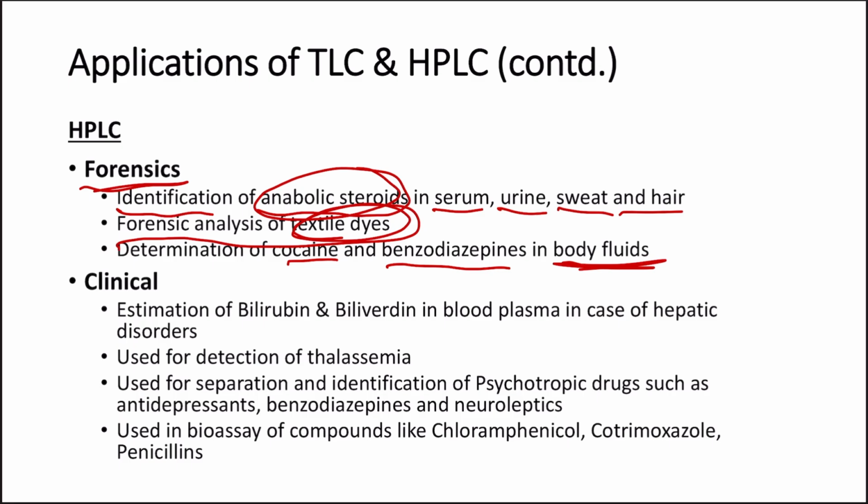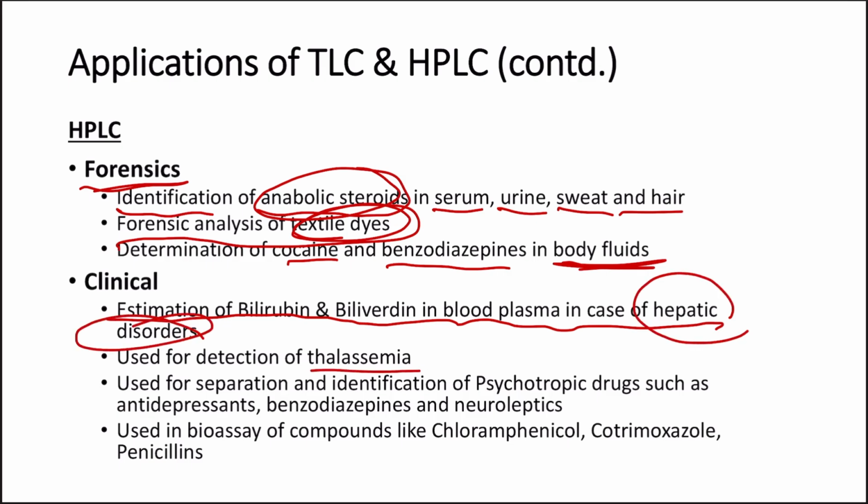Then the clinical applications, that is, it is used for estimation of bilirubin and biliverdin in blood plasma in case of hepatic disorders. It is used for the detection of thalassemia and other hemoglobinopathies. It is used for separation and identification of psychotropic drugs like antidepressants, benzodiazepines, and neuroleptics, that is, the antipsychotic drugs which are present in an individual.